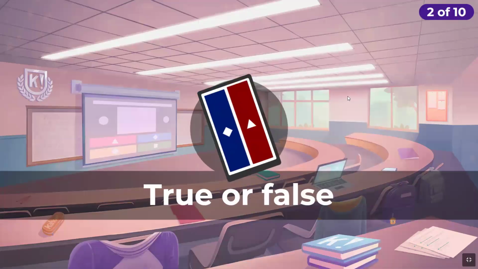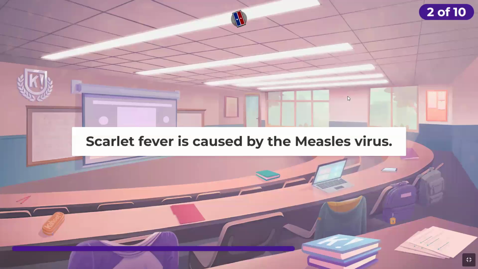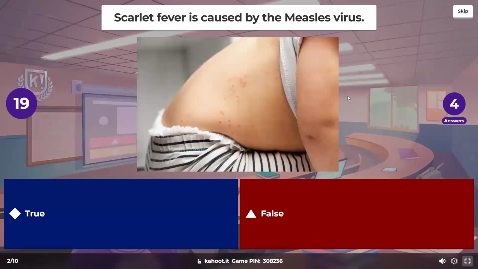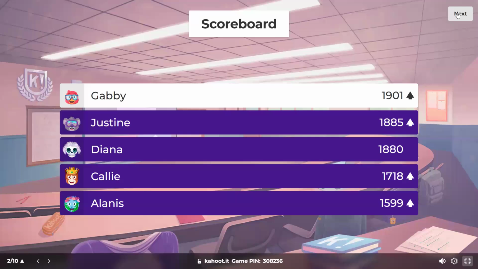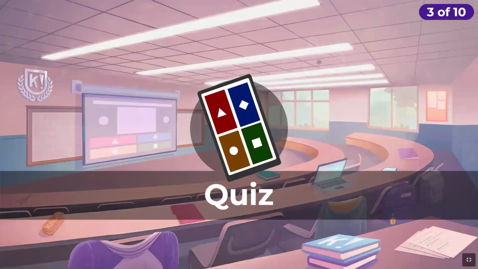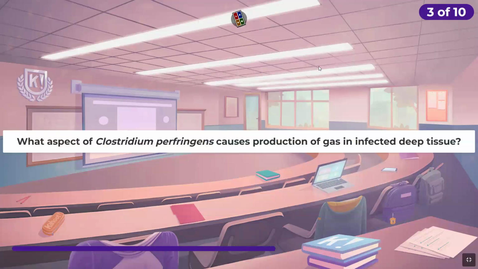All right, true or false? Scarlet fever is caused by the measles virus. Let's see if you're paying attention to what I just said. All right, so this one is false. Scarlet fever is caused by Streptococcus pyogenes. Measles virus just causes measles. So scarlet fever comes when you have strep throat. It advances into that.